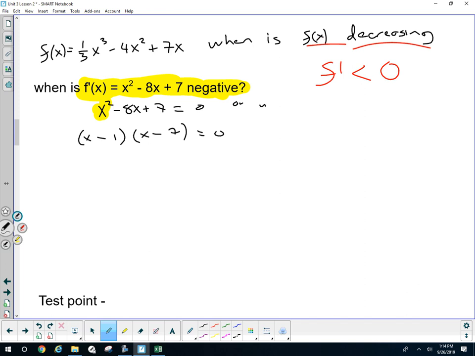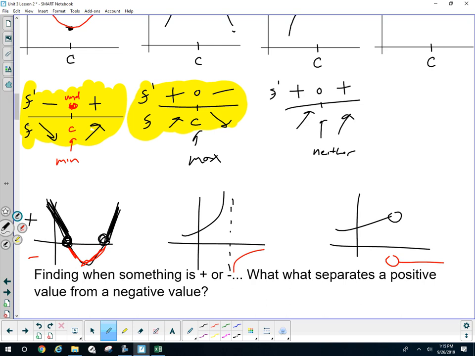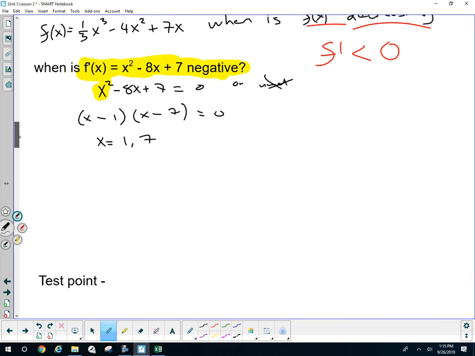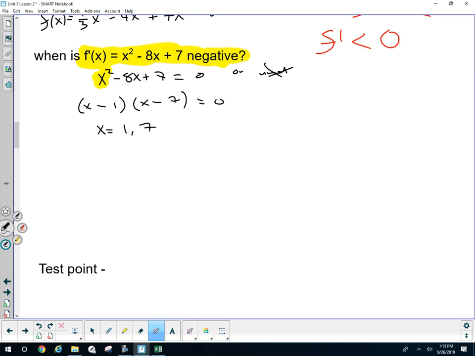Also, we're going to see when we have undefined, but we don't have to worry about that because there's no denominator, right? And we get 2 zeros, 1 and 7. Great. Now what I'm going to do is try to create something like this. I'm going to throw down my zeros on a number line.